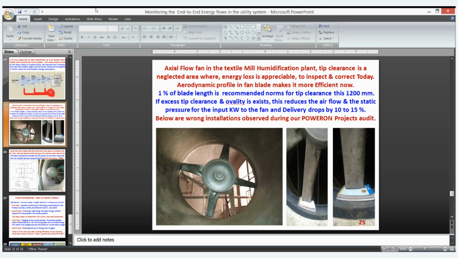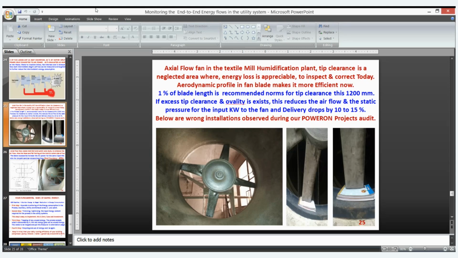See, why this is happening is the motor is fixed on the blower, and it gets slightly tilted, which changes the gap between the blower tip and the outer ring. If the gap is more, then it is a loss of 10 to 15%. This is an area to be looked at immediately.